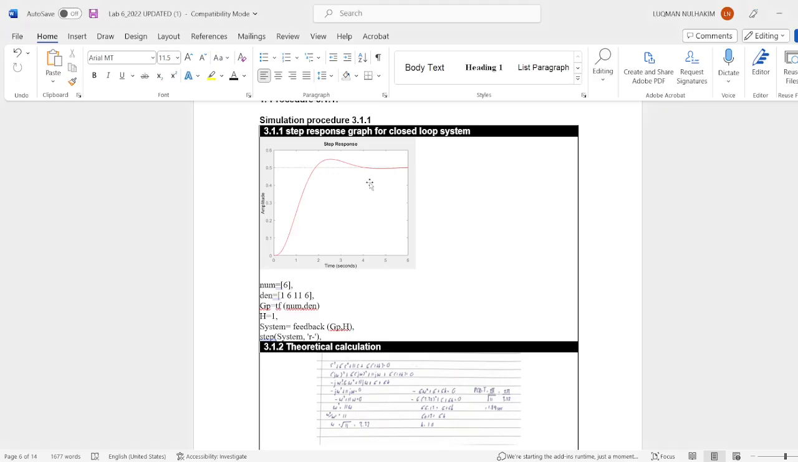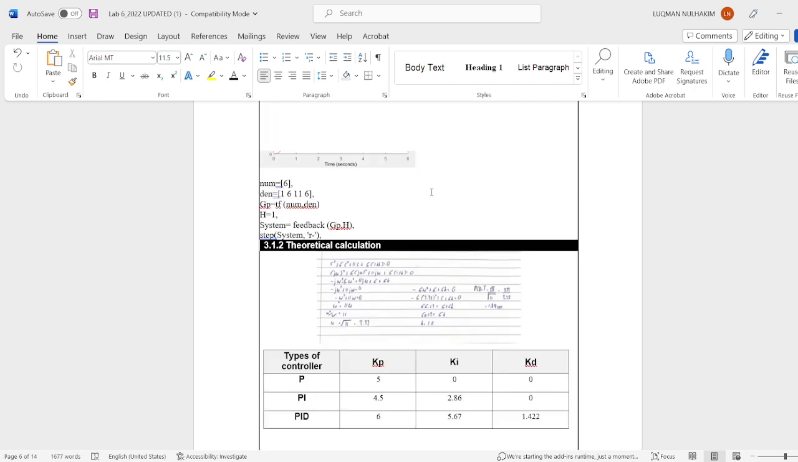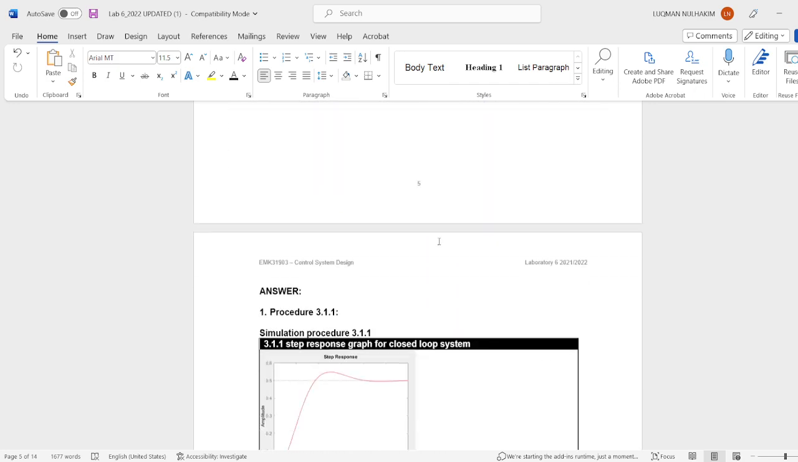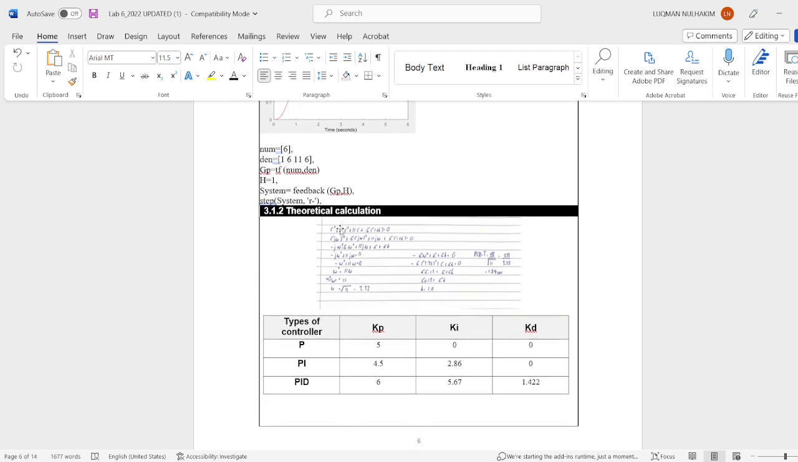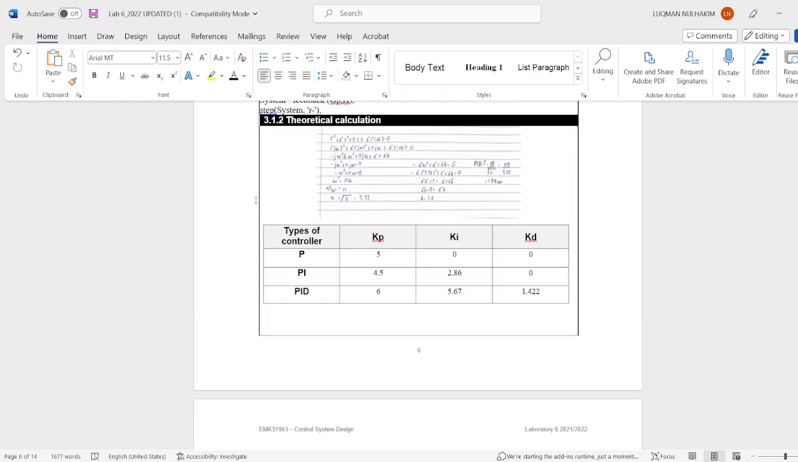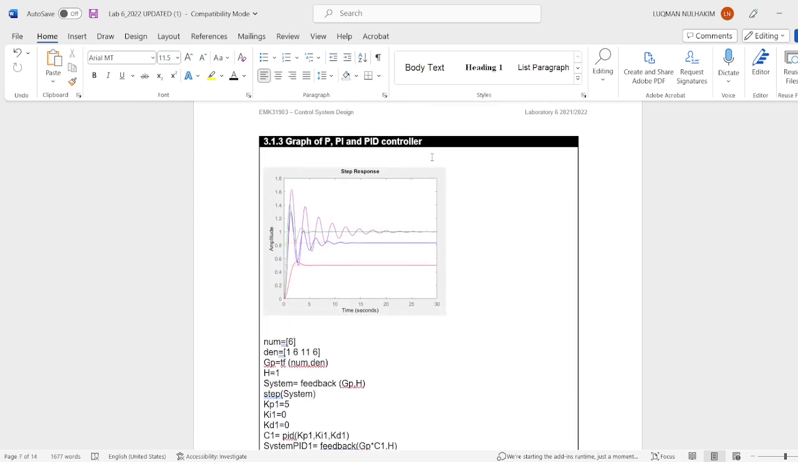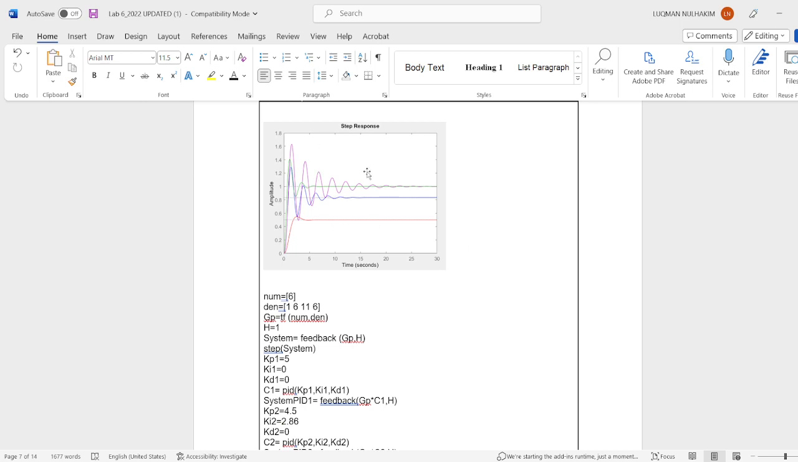And next, we proceed with the theoretical calculation from the equation from the previous calculation. We use that equation to derive the theoretical calculation, and we will get the P, PI and PID. So next is the graph for P, PI and PID controller. This is the sum of all of the graphs in one graph.